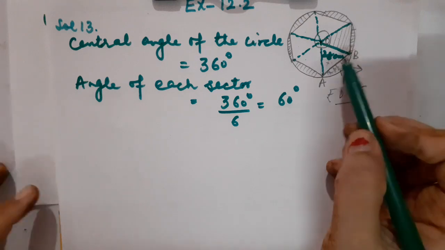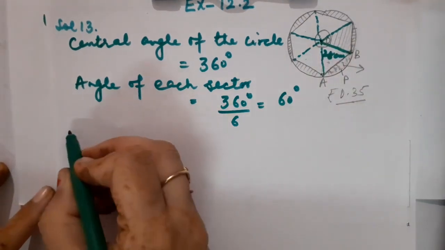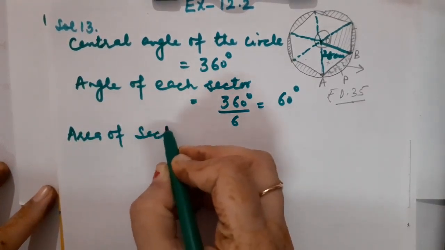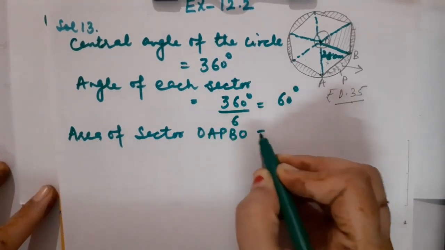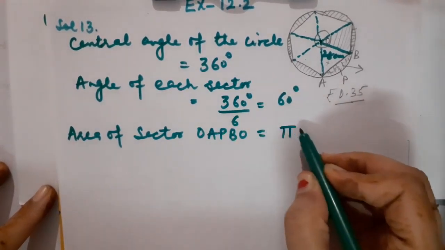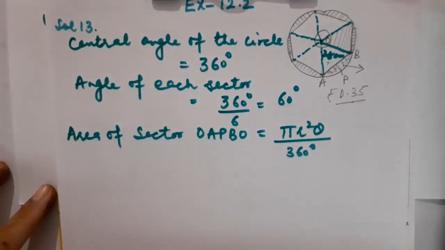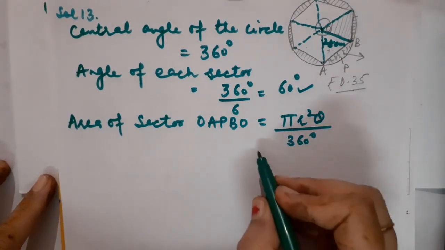Any sector you can choose, as I have taken this OAPBO. So I am going to calculate the area of sector OAPBO. Formula you know, that is pi r square theta upon 360 degree. Children, I have just calculated theta, that is equal to 60 degree.